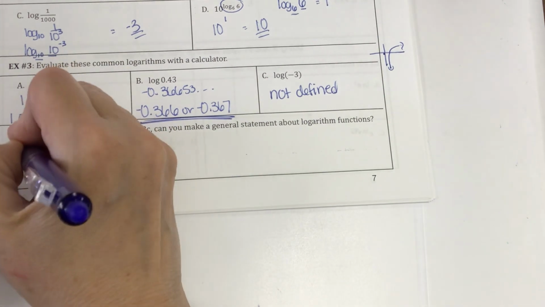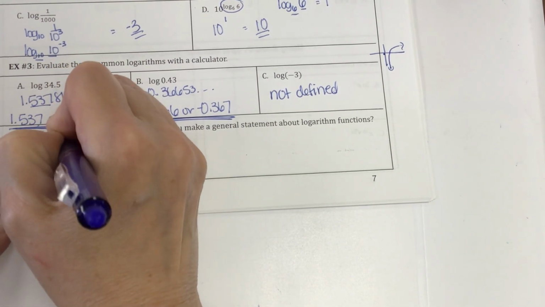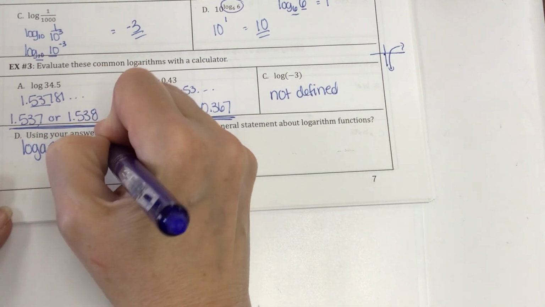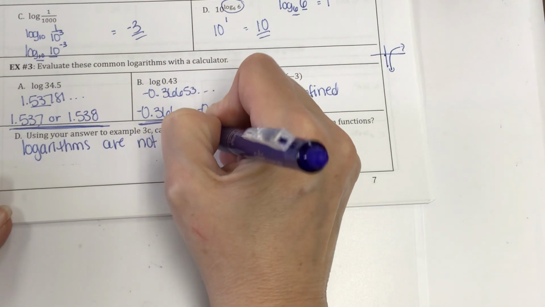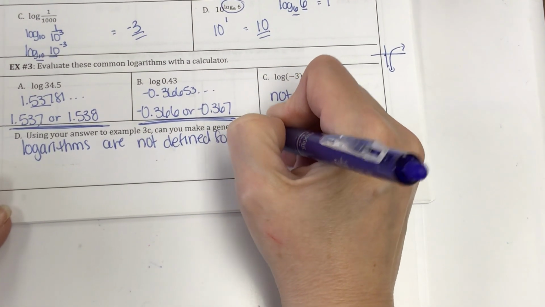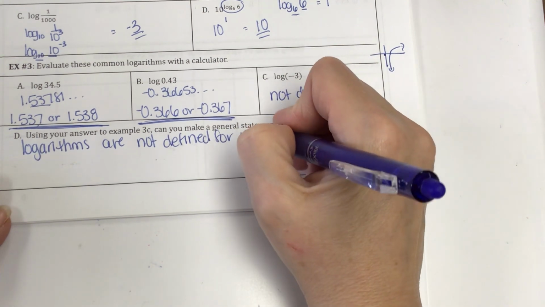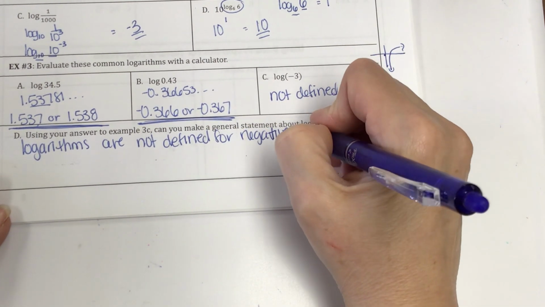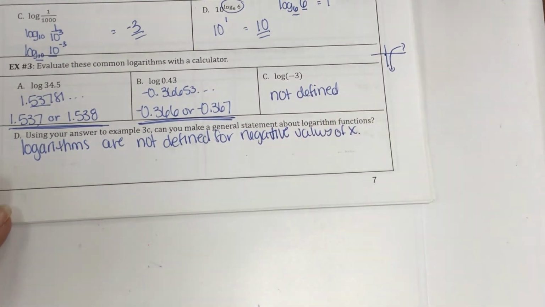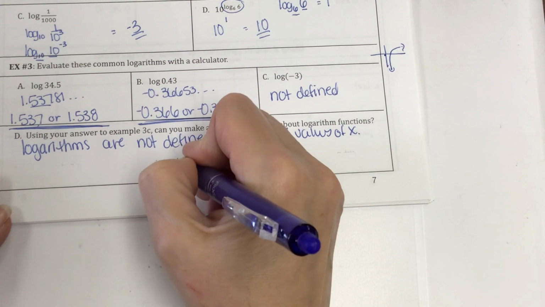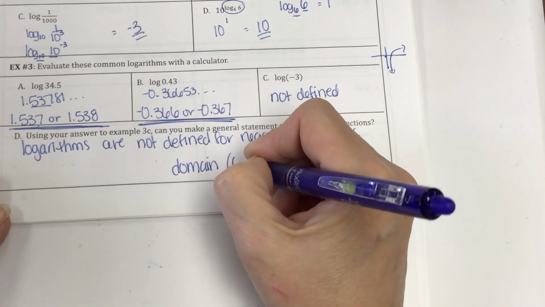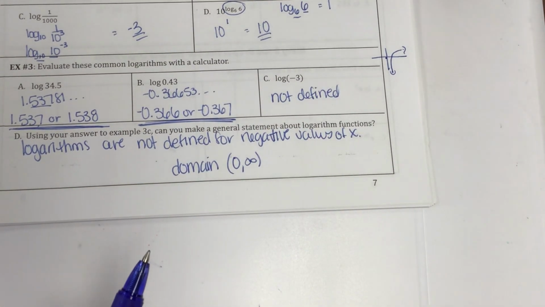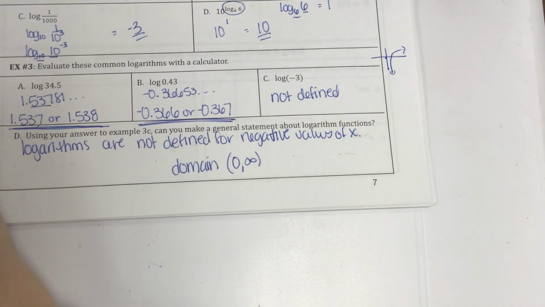So the general statement there, logarithms are not defined for negative values of x. Or better yet, what's the domain of a logarithmic function? Not including 0, right? Yep. Do we understand that? Questions?